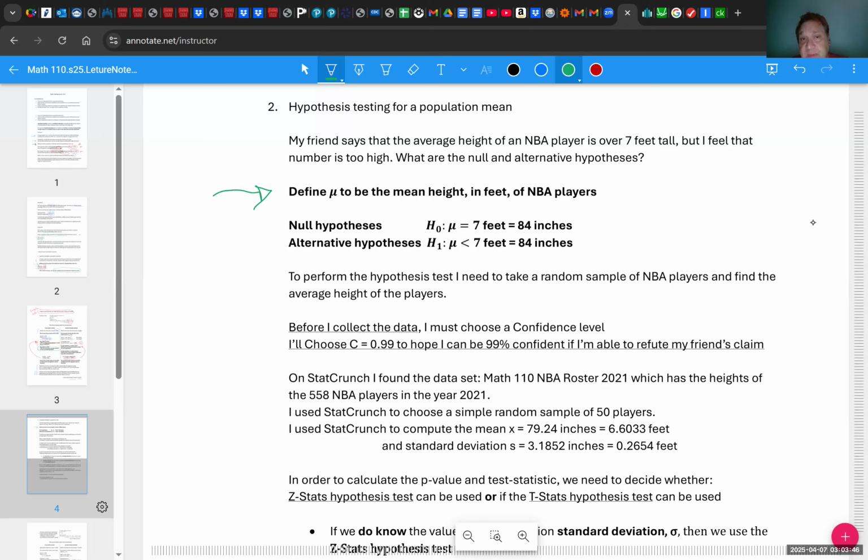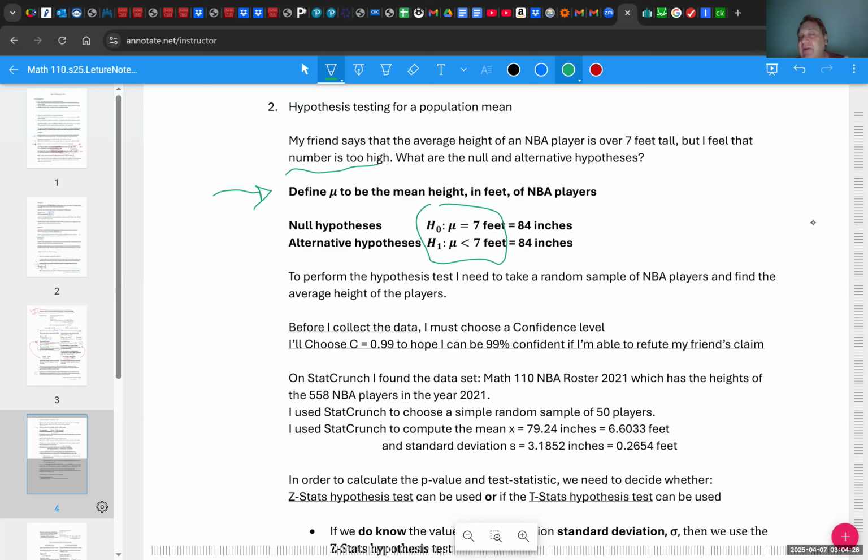population mean. So our null hypothesis, which always uses an equal sign, is that mu is 7 feet. And the alternative hypothesis is either less than, greater than, or not equal to. How do we decide? Well, I feel the number is too high. So as before, if I think the number is too high, then my alternative would be that the mean is lower than 7 feet. So my null hypothesis and my alternative hypothesis are right here. I did convert them into inches. So 7 feet is the same as 84 inches. And I did that because it's much easier to average inches together.